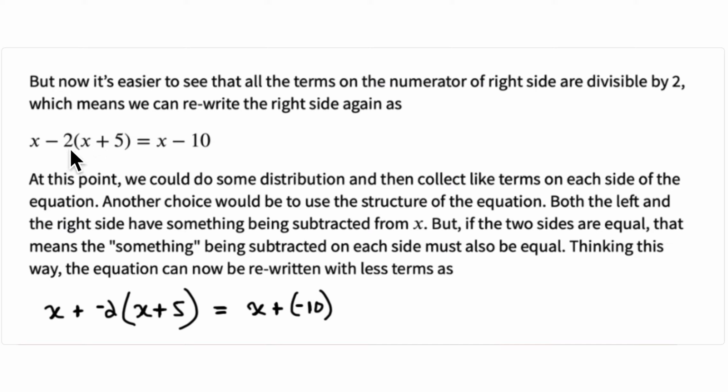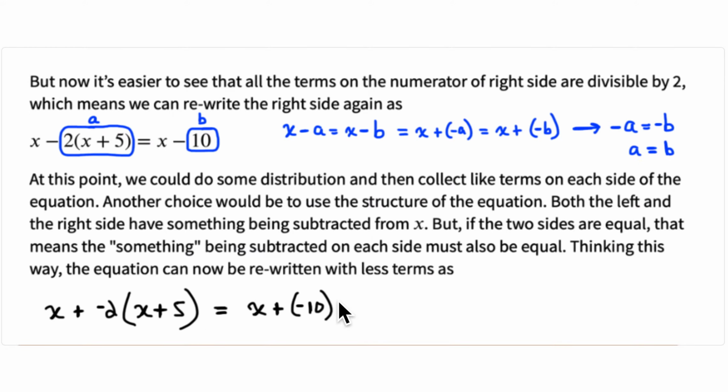And if I'm taking something away from x, whatever I'm taking away from x on both sides has to be equal. Now I'm writing it as addition. So whatever I'm adding to x, I'm adding an amount to x right here, and I'm also adding a negative 10 to x right here. That means that this amount right here, negative 2 times x plus 5, has to equal negative 10. They have to be equal.